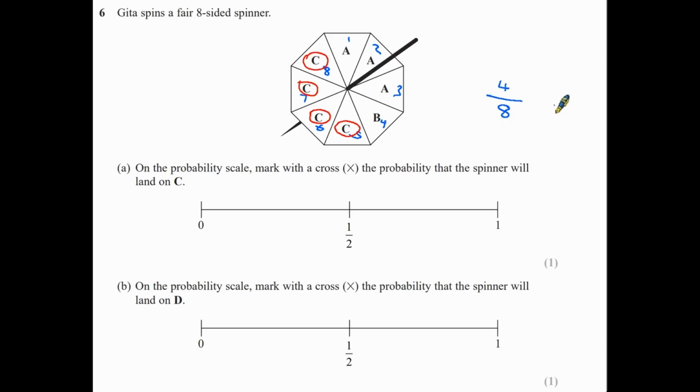So as a fraction, it is 4/8. If we simplify the fraction of 4/8, we get to 1/2. So our cross is going to be exactly on a half. Part B is saying, what is the probability the spinner will land on D? There are no D's. There is absolutely no chance it can land on a D. Therefore, the probability is 0.